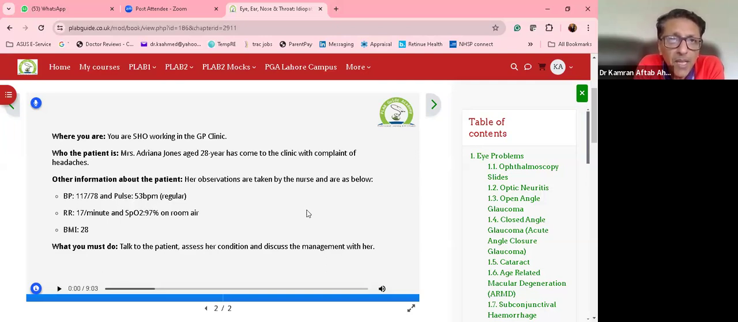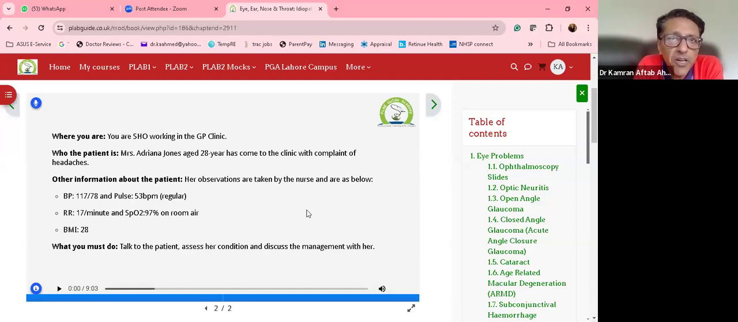Sometimes there might be associated nausea and vomiting. Usually these headaches are generalized. They are not unilateral. So you need to rule out the other causes of headaches anyhow, the serious ones especially. For example, subarachnoid hemorrhage. Subarachnoid hemorrhage is extremely uncommon in this age group, but you still need to rule that out.